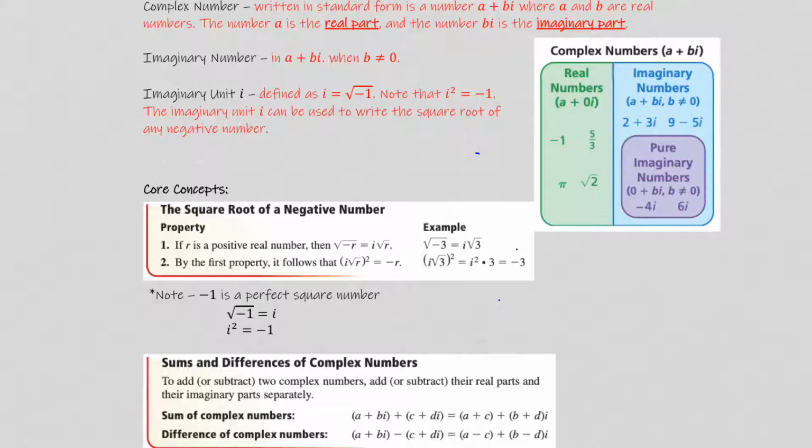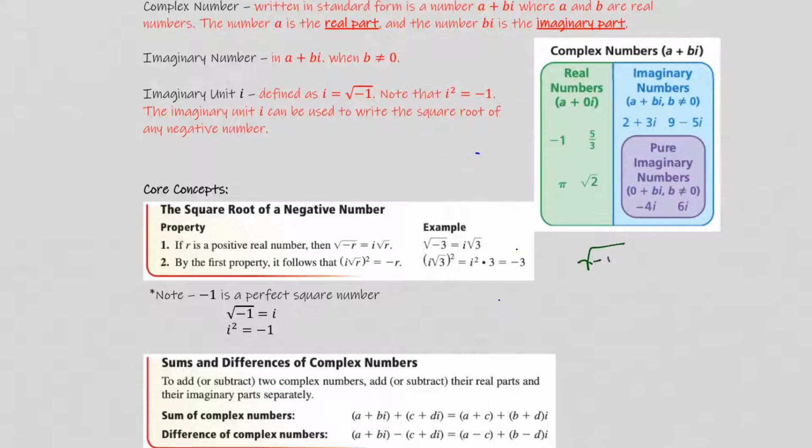Okay? So if we have something that's negative being square rooted, we need to square root that, go ahead and get an answer, and we get i. Okay? So if you look at the first core concept here, the square root of negative number property. If r is a positive real number, then the square root of negative r is going to be i square root of r.